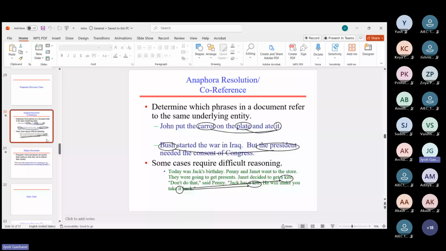Now, some cases require difficult reasoning. Okay, reasoning, you are aware of this word. So the example is given. Now, this is a whole paragraph, not a sentence. So what this paragraph is saying: today was Jack's birthday. Penny and Janet went to the store. They were going to get the presents. Janet decided to get a kite. Then next, don't do that, said Penny. Jack has a kite. He will make you take it back. So, yes, they were talking about the noun called kite.